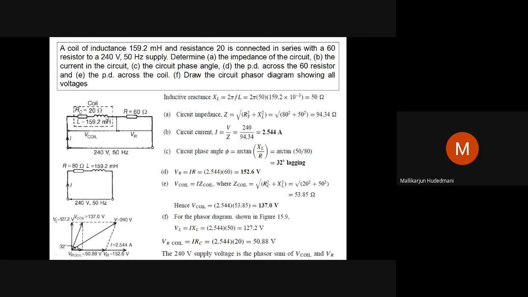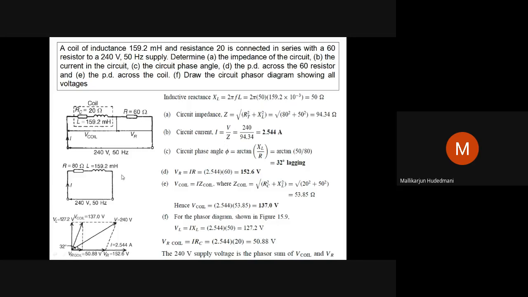The current you want to calculate. The current is again using Ohm's law, V divided by whole impedance. You can see here I equal to V by Z. So 240 divided by 94.34, it is 2.544 ampere. So you can do the required current calculation very easily by V by Z.